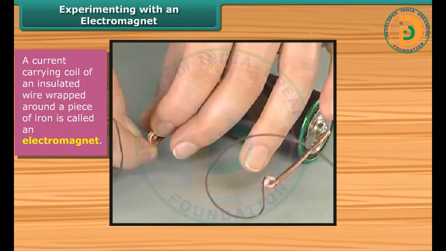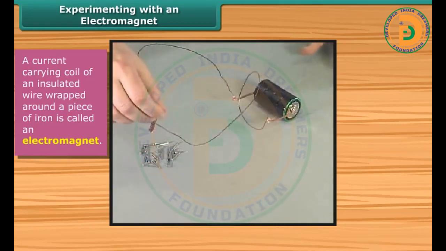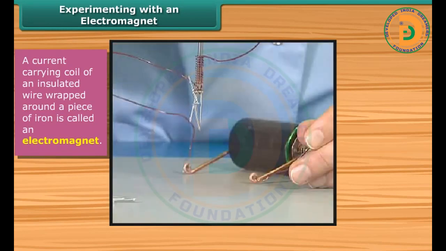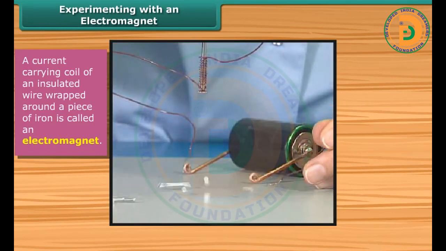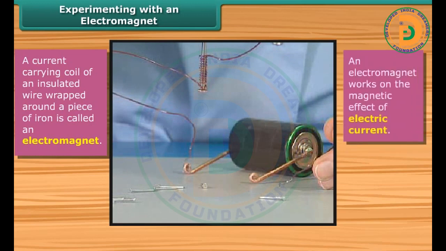The coil in the above activity behaves like a magnet when electric current flows through it. When the electric current is switched off, the coil generally loses its magnetism. Such coils are called electromagnets. Thus, an electromagnet works on the magnetic effect of electric current.